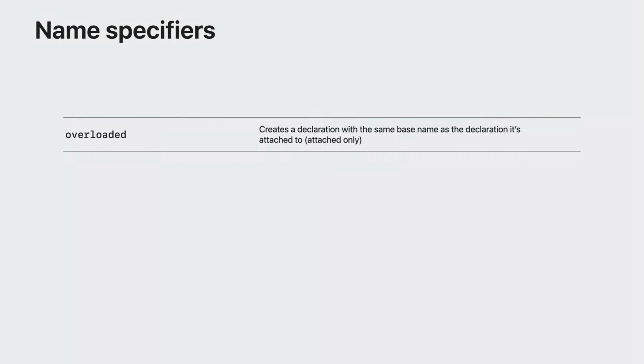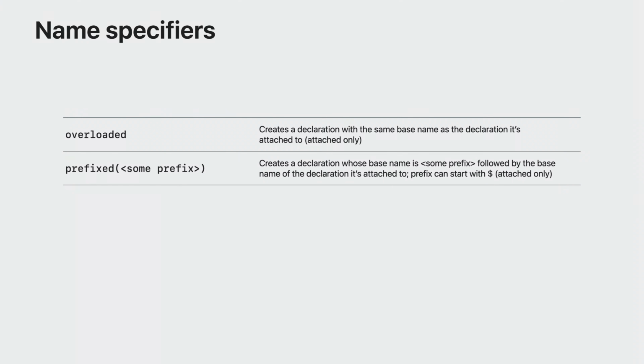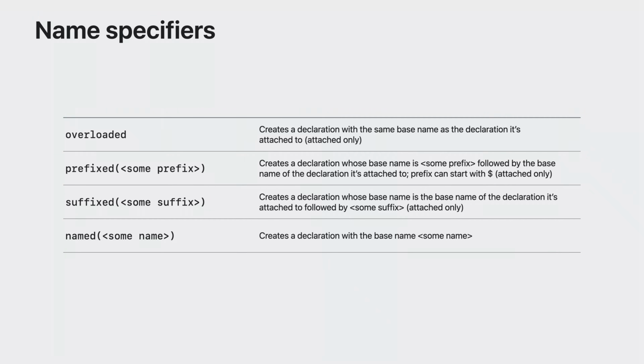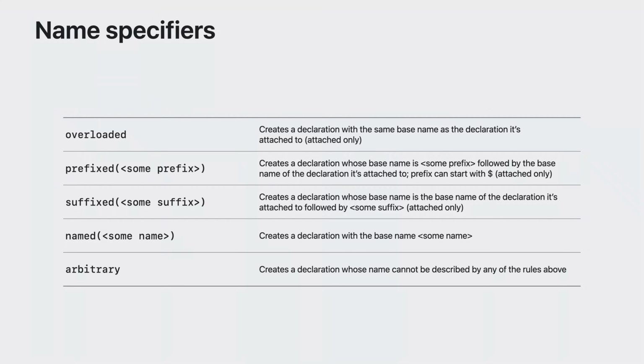Overloaded means that the macro adds declarations with the exact same base name as whatever the macro is attached to. Prefixed means that the macro adds declarations with the same base name, except with the specified prefix added. Suffixed is the same thing, except with a suffix instead of a prefix. Named means that the macro adds declarations with a specific, fixed base name. And arbitrary means that the macro adds declarations with some other name that can't be described using any of these rules. It's really common to use arbitrary.